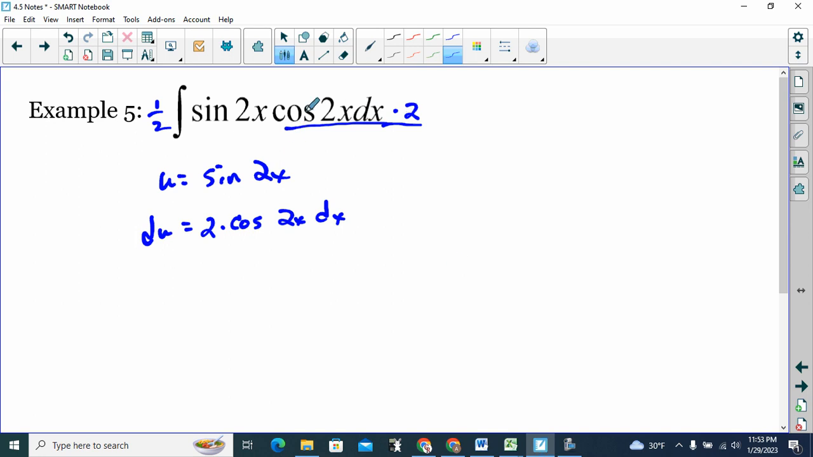So 2 cosine 2x dx. Everything I have underlined is du. I've got 1/2, and this is just u. Integral of u to the first is 1/2 u to the second. Just bring down this 1/2. So I get 1/4 u squared. U is sine of 2x.